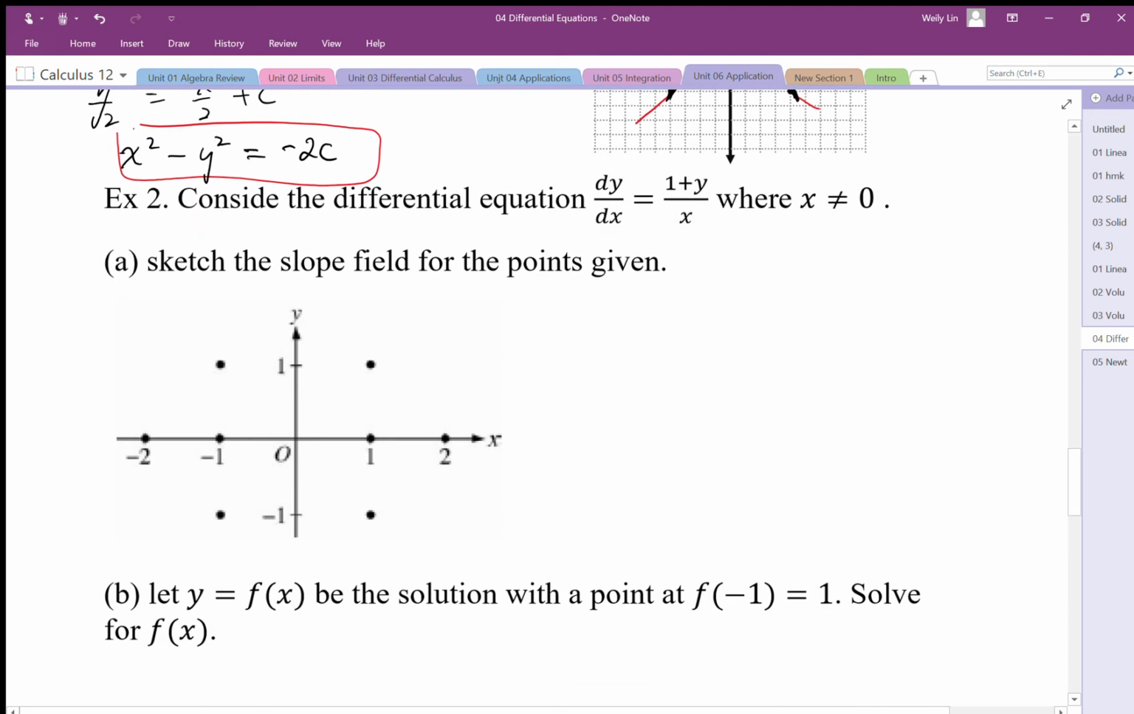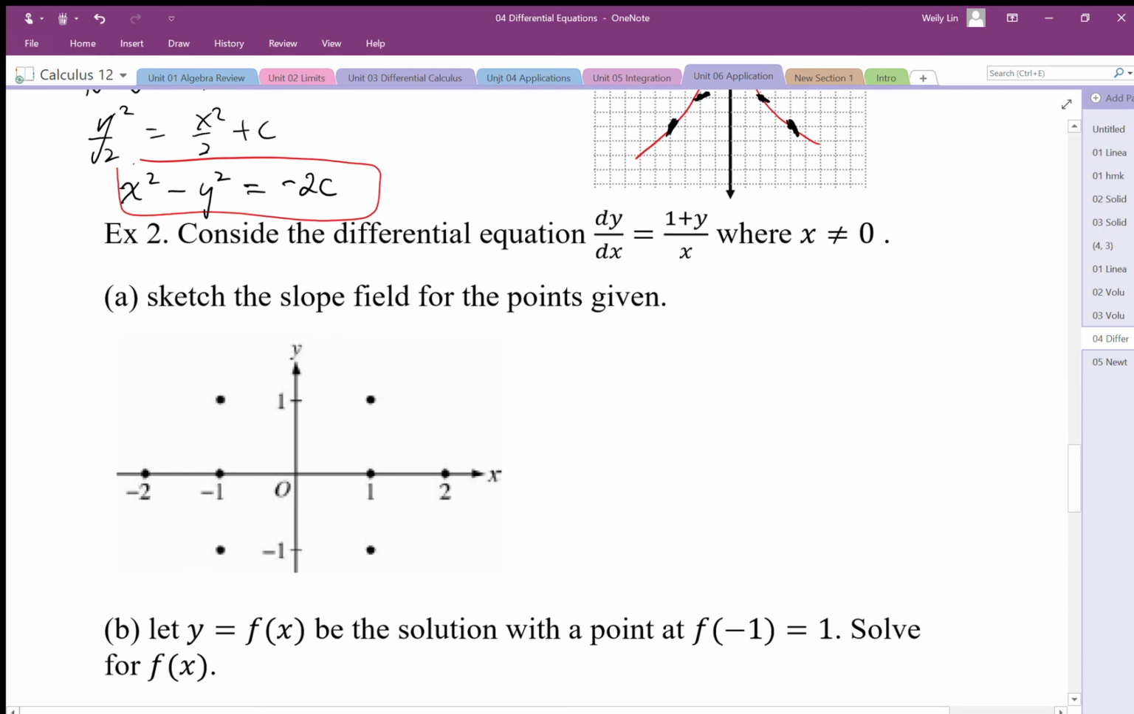So what about this one here? We have the differential equation, so we're going to generate a slope field by calculating slopes. So plugging in these coordinates, 1, 1, so we get slope of 2, y is 0, x is 1, we get a slope of 1, y is -1, x is 1, we get a slope of 0.